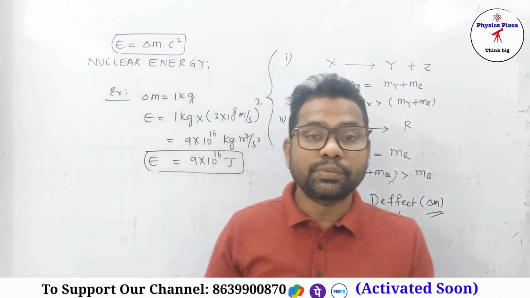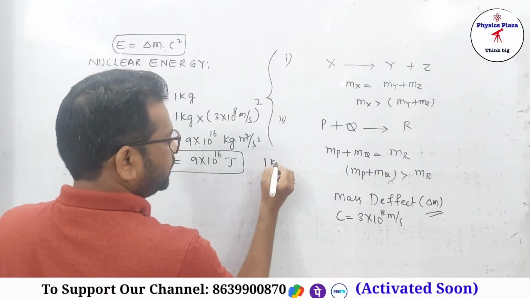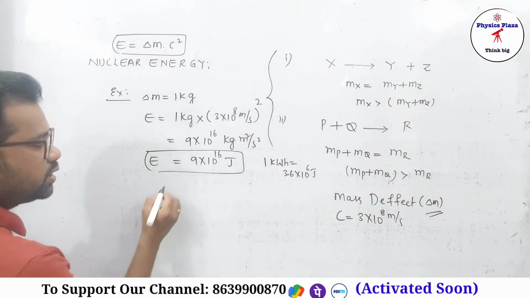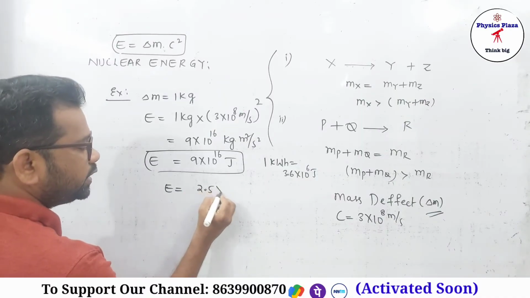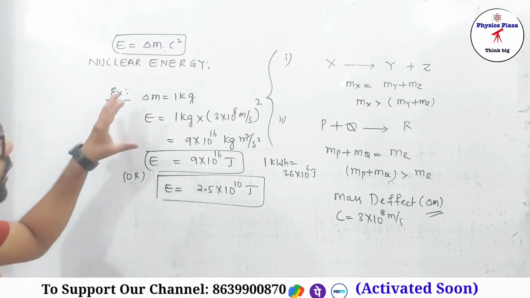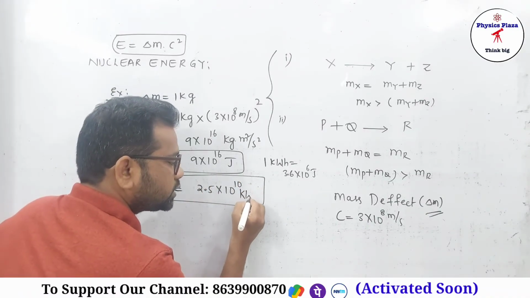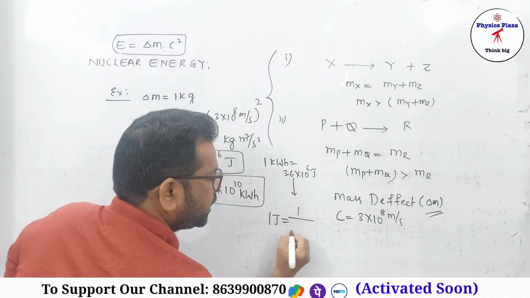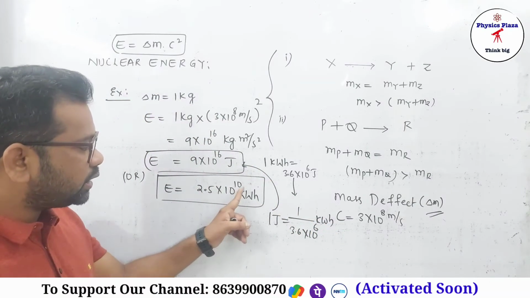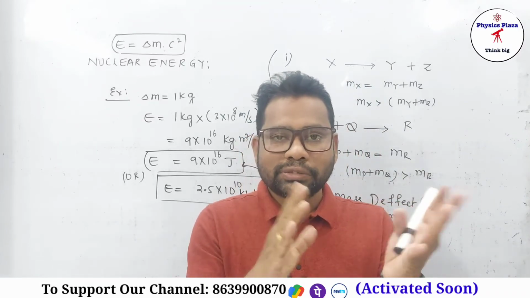Children, usually energy is also expressed in kilowatt hour, and we have a relation between joule and kilowatt hour. 1 kilowatt hour is equal to 3.6 into 10 power 6 joules. By using this relation, 1 joule is 1 by 3.6 into 10 power 6 kilowatt hour, so you will get E as 2.5 into 10 power 10 kilowatt hour. So the energy equivalent to 1 kg of mass is 9 into 10 power 16 joules, or in kilowatt hour, 2.5 into 10 power 10. But children, whenever we are dealing with subatomic particles like neutrons and protons, do you expect that the mass will be in terms of kgs? No.